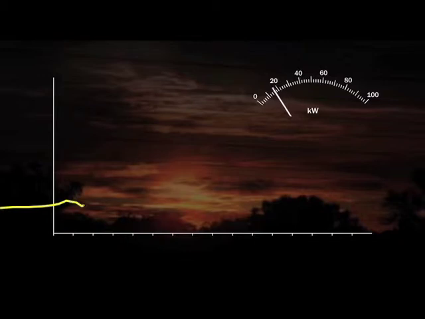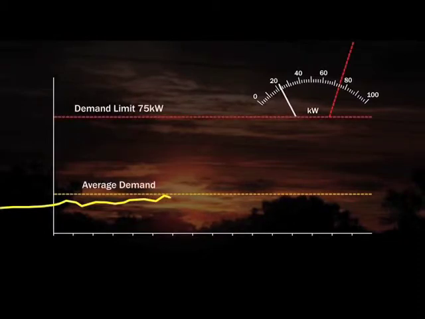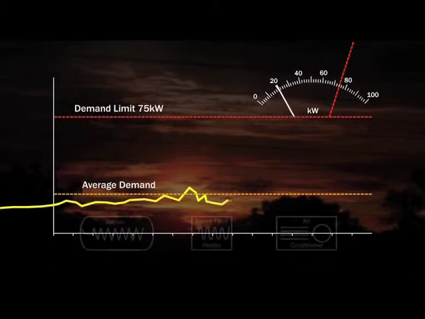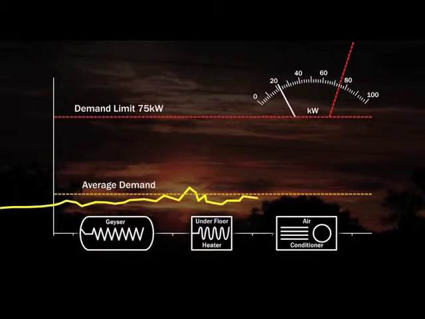This chart shows the typical pattern of electricity used in a business. PowerGuard continuously measures the rate of electrical usage and peak demand. As the demand climbs, PowerGuard compares it to the demand limit that was set. In this case, it was set at 75 kilowatts.